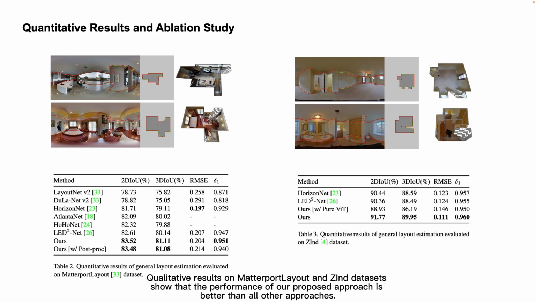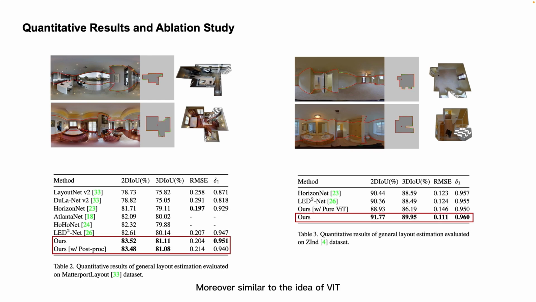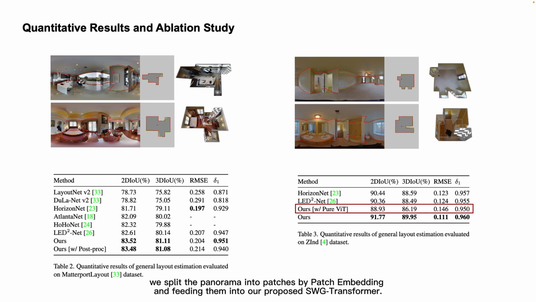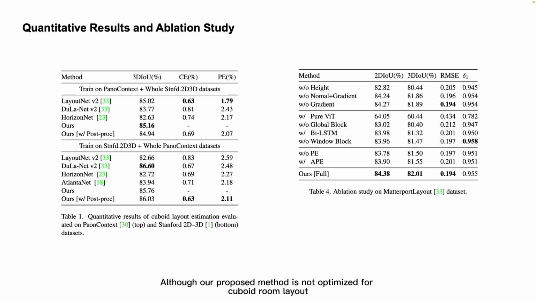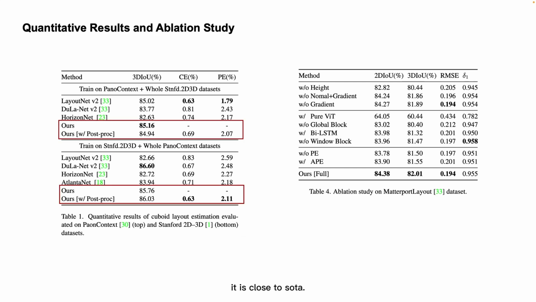Qualitative results on the Matterport layout and XIN datasets show that the performance of our proposed approach is better than all other approaches. Moreover, similar to the idea of ViT, we split the panorama into patches by patch embedding and feed them into our proposed SWG transformer. The results show that such a ViT architecture achieves comparable performance on the large XIN dataset. Although our proposed method is not optimized for cuboid room layout, it is close to SOTA.